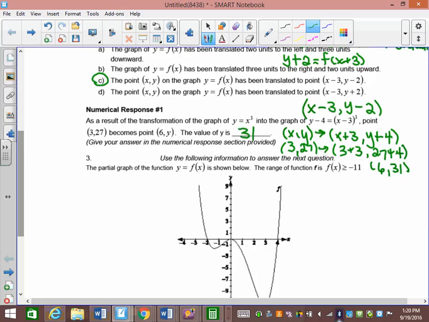31. You fill in the numeric response boxes left to right, and only as many boxes as you need, so it would be 31. Okay? You fill in the way you read.